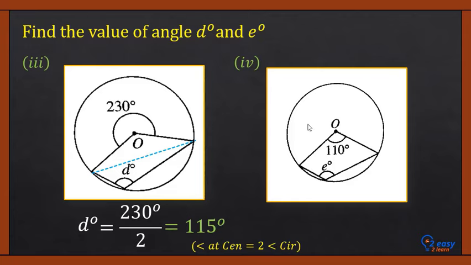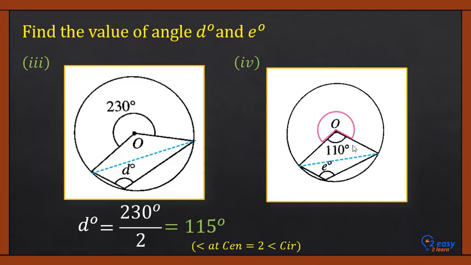In part 4, if you observe, this blue chord is making an angle at the circumference of the circle, and it is also making an angle at the center of the circle. But this 110 degrees is the minor angle. So we have to calculate the major angle, this angle, because it is made by the major arc.